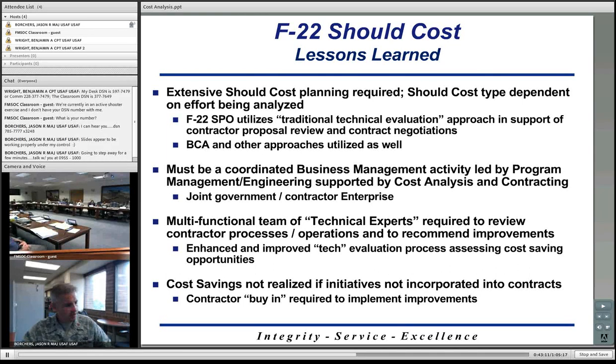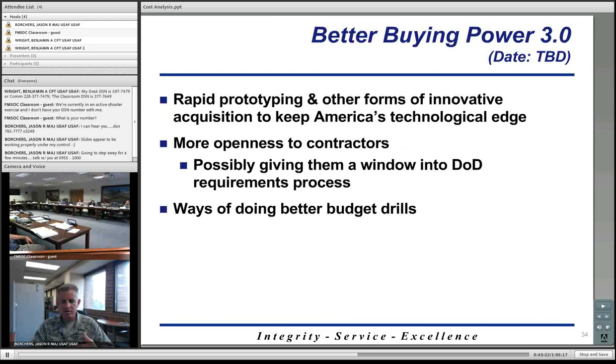Okay, so that takes us up through Better Buying Power 2.0. What does the future look like? Well, they're already working on Better Buying Power 3.0. Essentially, this is going to take what we've learned to date and roll it in, so that we can talk about those experiences and possibly refine our recommendations for the future. But it's going to be called Better Buying Power 3.0.